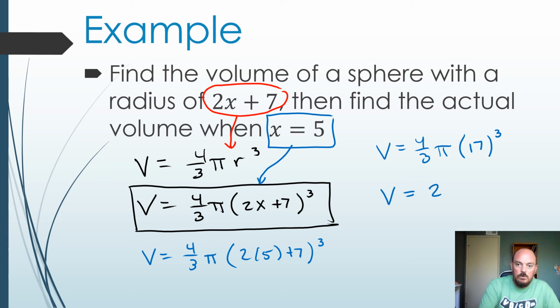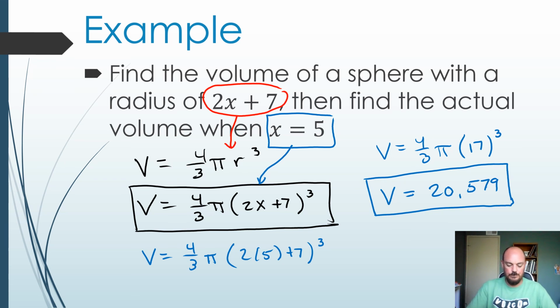We get about 20,579, and that would be in cubic units. I didn't give you units for this one. So if I don't give you units in the question, you don't have to give me units in the answer. But we got a very, very big number in there because our radius was big. Our radius was 17. And when you raise something to the third power, it's 17 times 17 times 17. That turns into a really big number. So our volume ended up being over 20,000 cubic units. It was a very big sphere.